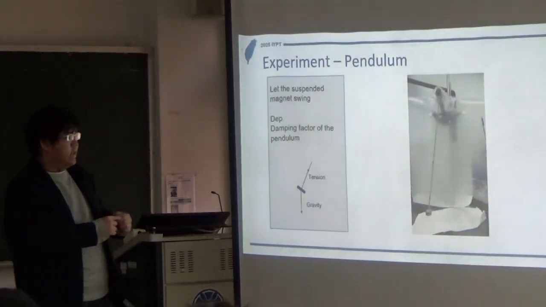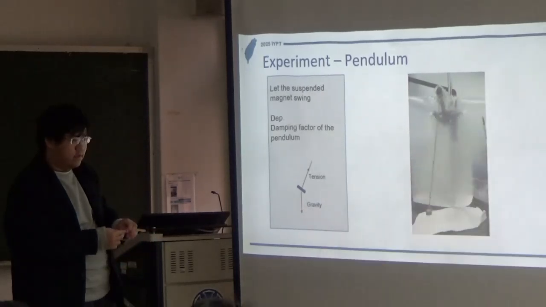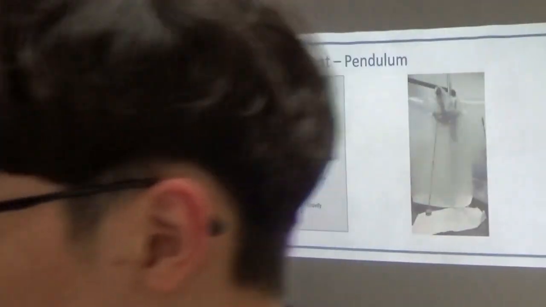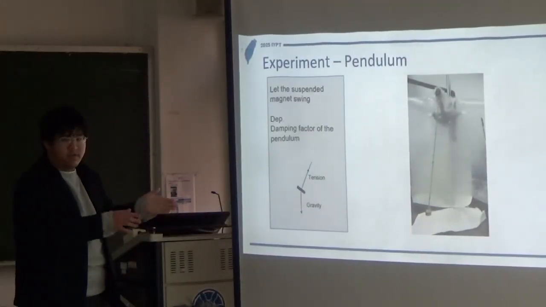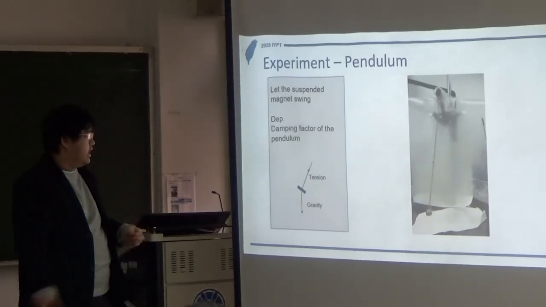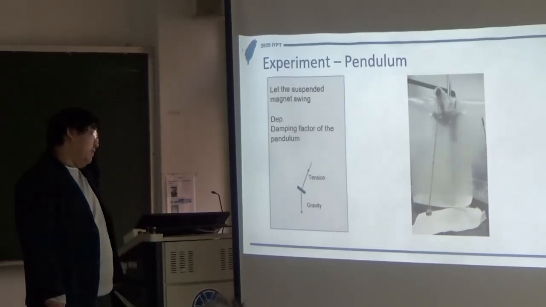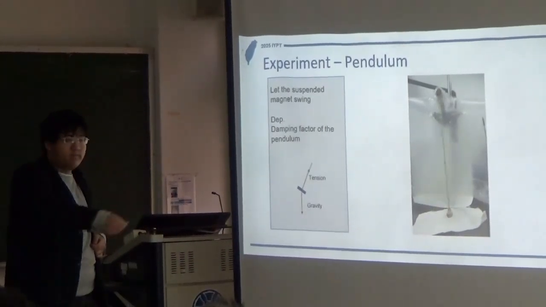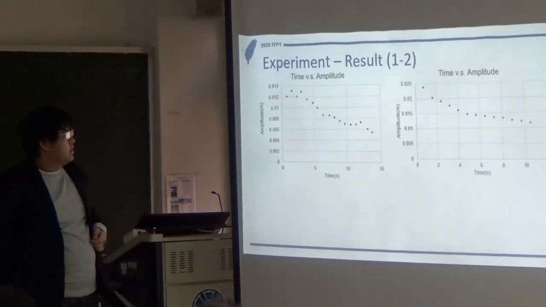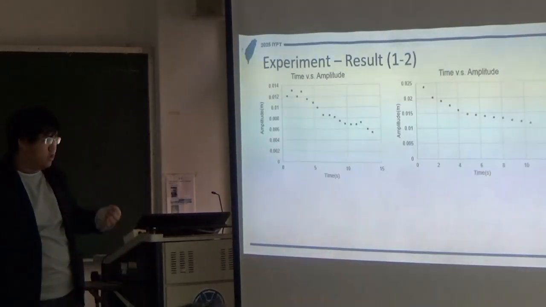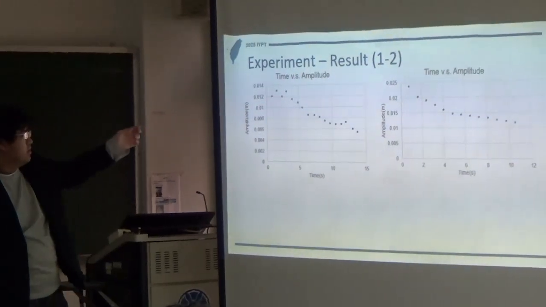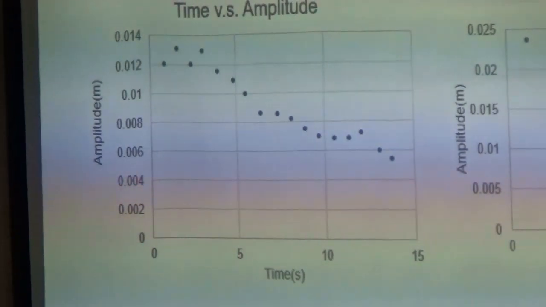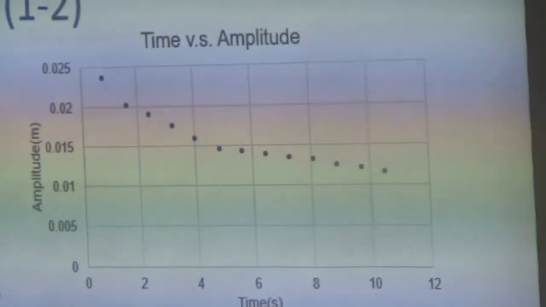We use a preliminary experiment to observe the damping factor. We let the suspended magnet swing above no magnet. It's just swinging, and we want to observe the damping factor of the pendulum. Okay. And next one. We did it twice, with different initial amplitudes.